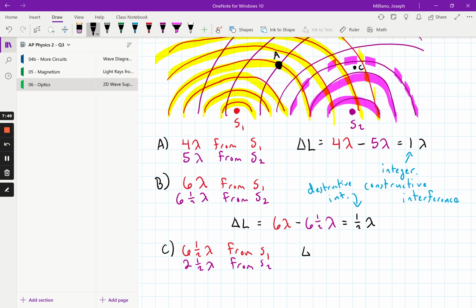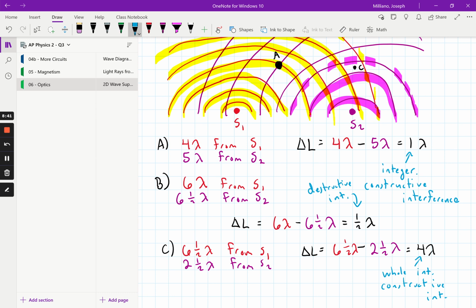And so if we find the path difference here, that's 6.5 wavelengths minus 2.5 wavelengths. Forgot my lambda there. There we go. 6.5 minus 2.5 is 4 wavelengths. That is an integer, not a half integer. That's a whole integer. And so we get constructive interference there. Why do we get constructive interference at point C? It's not on a line, but it is where two troughs meet. So we have trough and trough meeting, which gives us a really large amplitude in the downward direction into the screen. If this were a light wave, we would see a very bright point at point C, because we're at the point where trough meets trough.